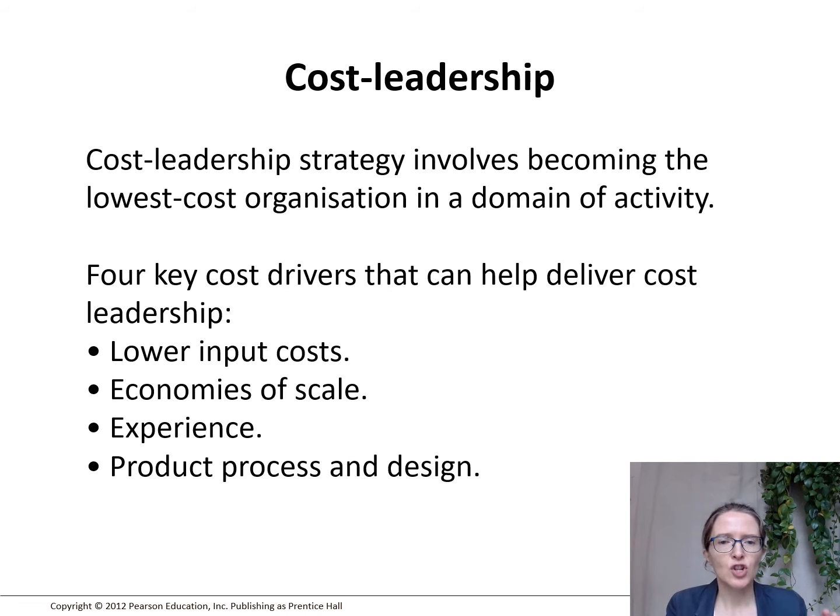So if we look at the cost leadership strategy, this involves becoming the lowest cost organisation in a domain of activity. So four key cost drivers that can help deliver cost leadership are things such as lowering the input costs, economies of scale, experience, and product process and design.